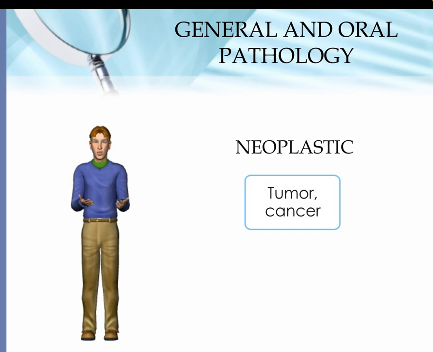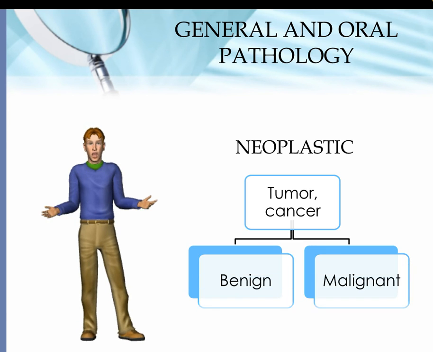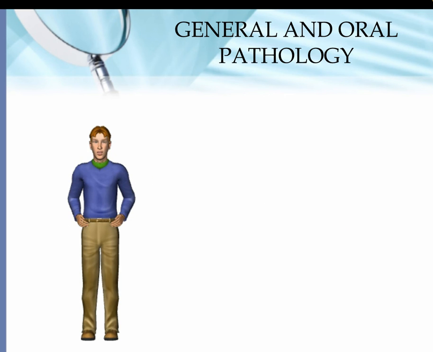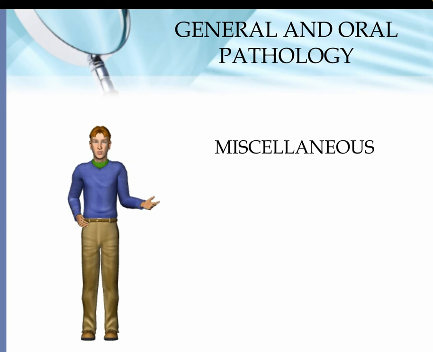Neoplastic diseases or tumors are caused by a wild overgrowth of cells that grow independently of the tissue that it was formed in. Tumors can be either benign or malignant, each of which have special characteristics associated with them. And like all things, there are some things that don't fall into a nice little category. Some may be related to being caused by trauma, while others may happen for no reason at all.